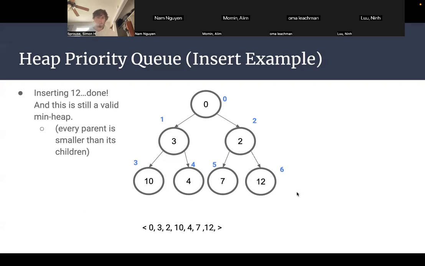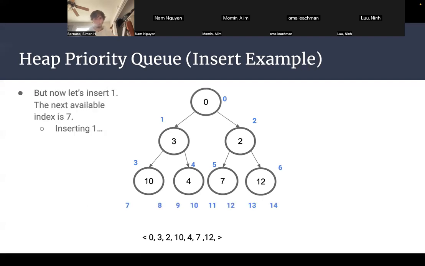Seems like every path is sorted. Seems like this is legit so far. Maybe as a rule of thumb, you can just think every parent must be less than its children, right? So 0 is less than 3 and 2, 3 is less than 10 and 4, 2 is less than 7 and 12. Seems legit. So we just happen to put this node in a valid spot.